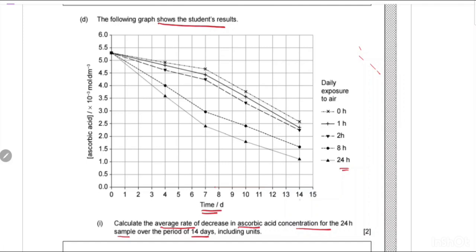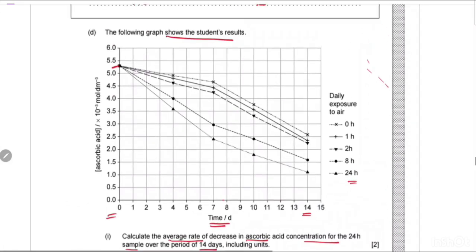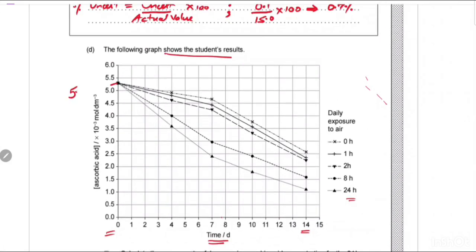Over the period of 14 days, the experimentation is carried out from 0 to 14. So we have to calculate the average rate of decrease in ascorbic acid concentration, which can be calculated by finding the concentration of ascorbic acid on day 0 and day 14 for 24 hours. On day 14, the concentration of ascorbic acid is around 2.3. On day 0, the concentration of ascorbic acid is 5.4 or 5.3. We can take approximately 5.3.